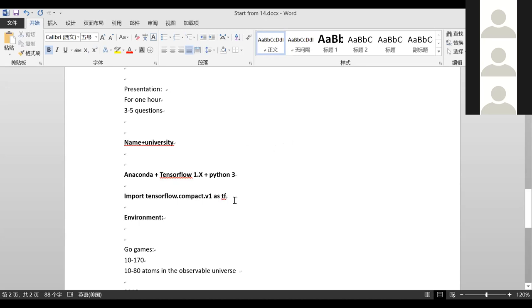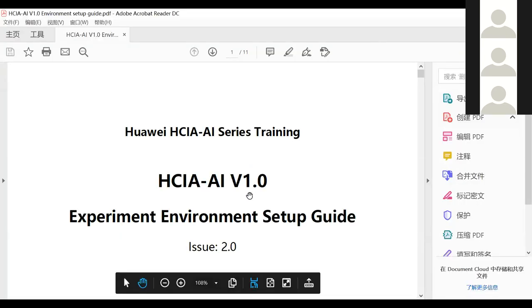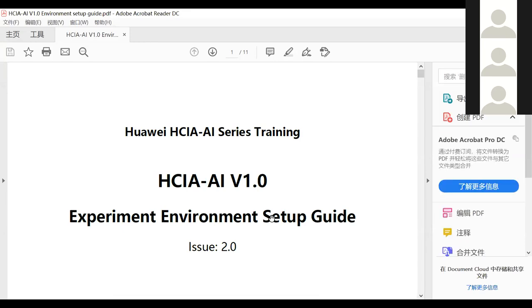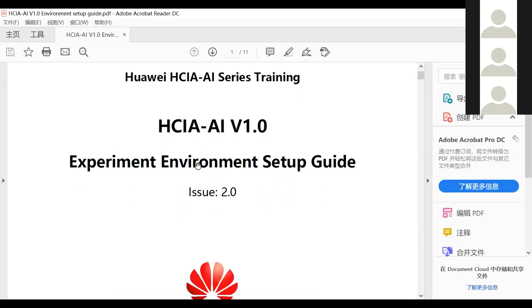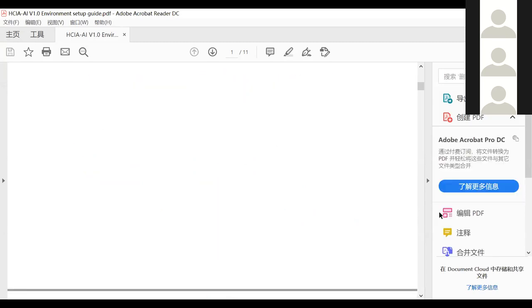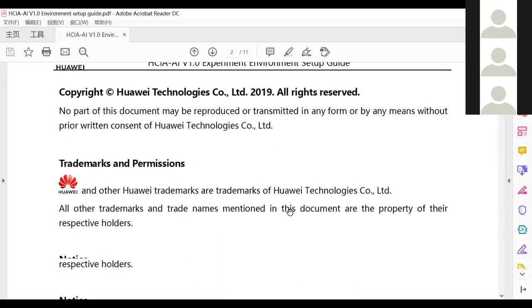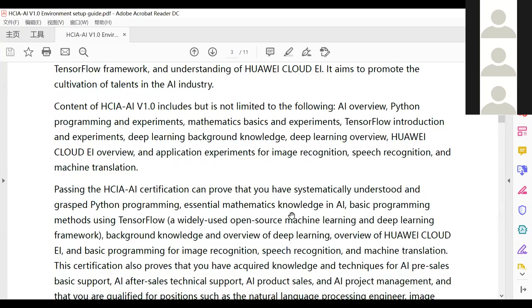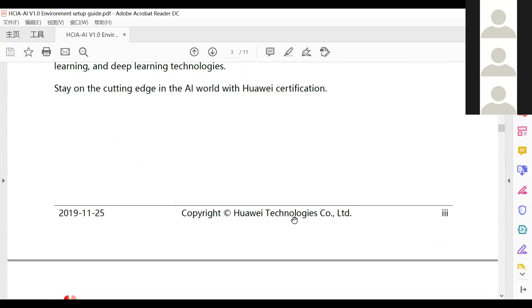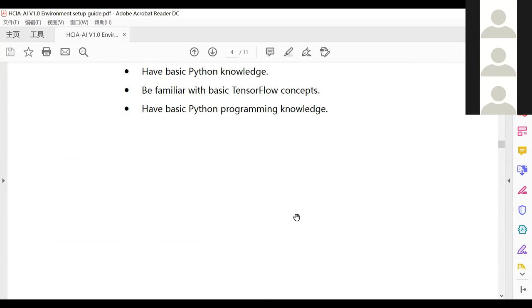If you want to install, wait a second. Okay, sure, I get it. Okay, thank you. Okay, and we also send you the environment setup guide here. And here are the steps to install Anaconda, TensorFlow, and Python.